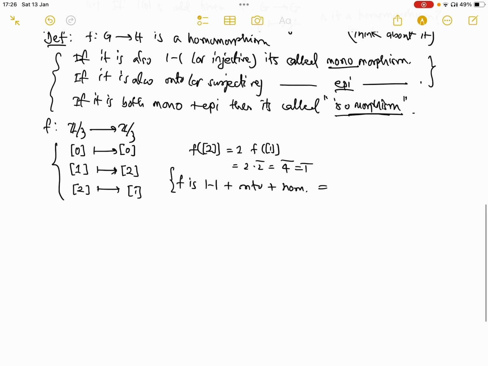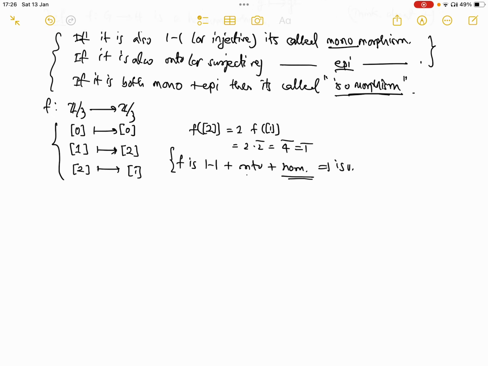Right? And also the identity map is always an isomorphism. So Z3 is isomorphic to itself, but the isomorphism may not be unique because you are getting another isomorphism here. You already have the identity here, but apart from the identity, we are also getting another isomorphism.